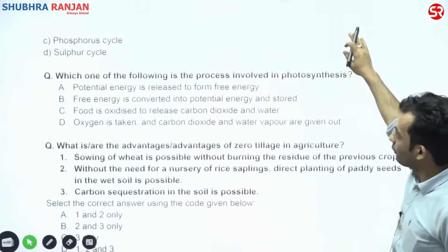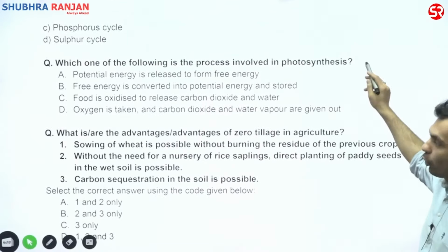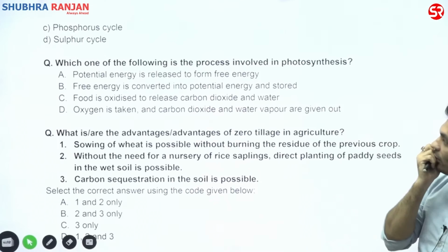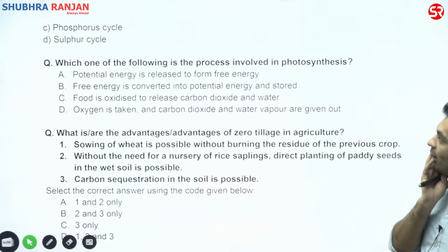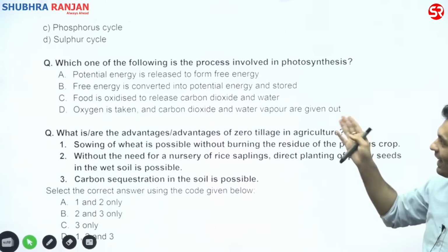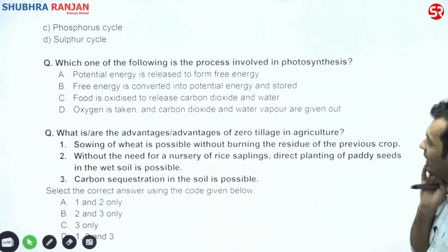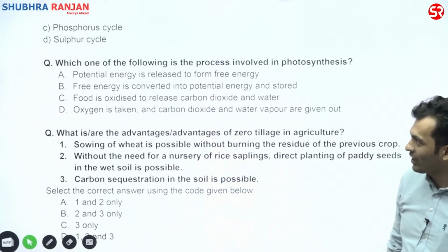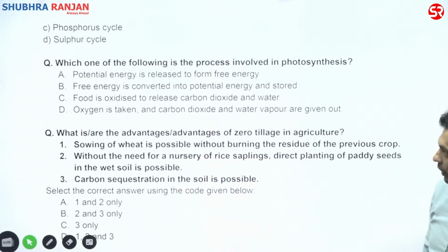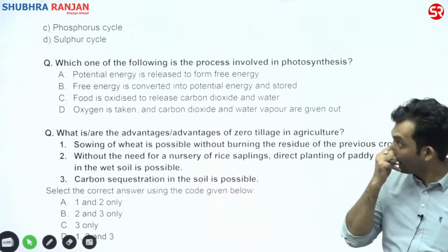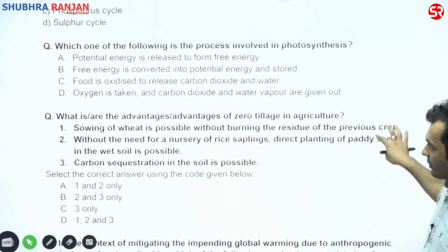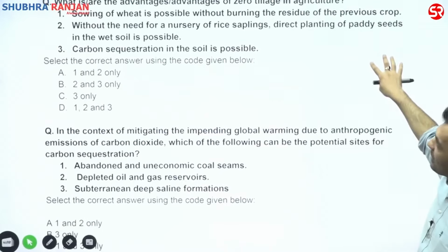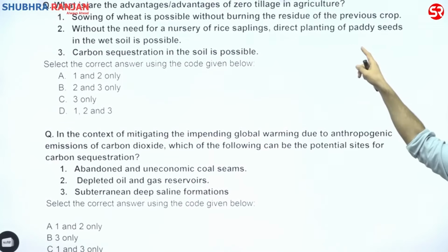Which of the following is the process involved in photosynthesis? Potential energy is released to form free energy. Free energy is converted into potential energy and stored. Food is oxidized to release carbon dioxide and water. Oxygen is taken and carbon dioxide and water vapor are given out. Right. Correct answer.